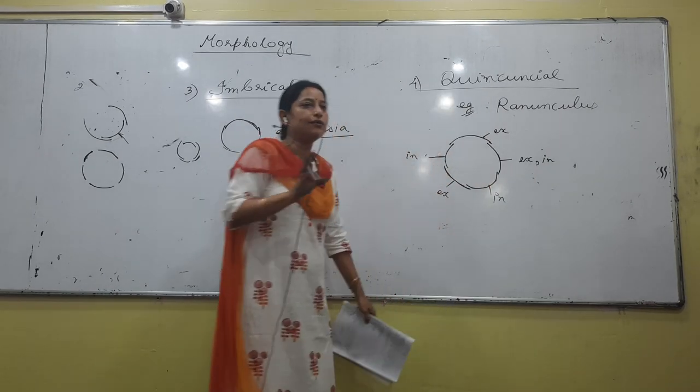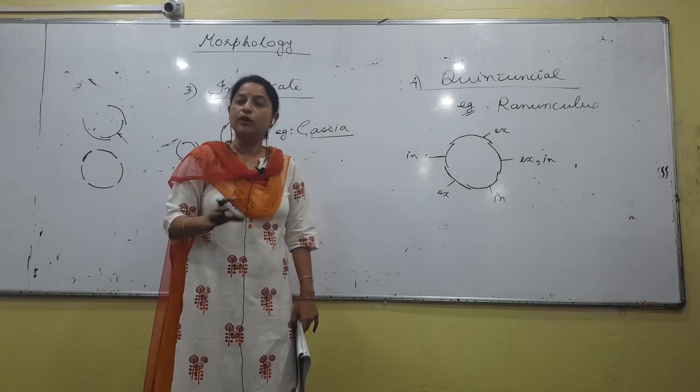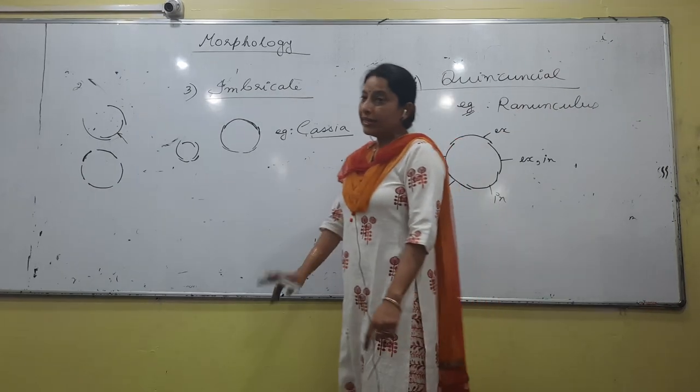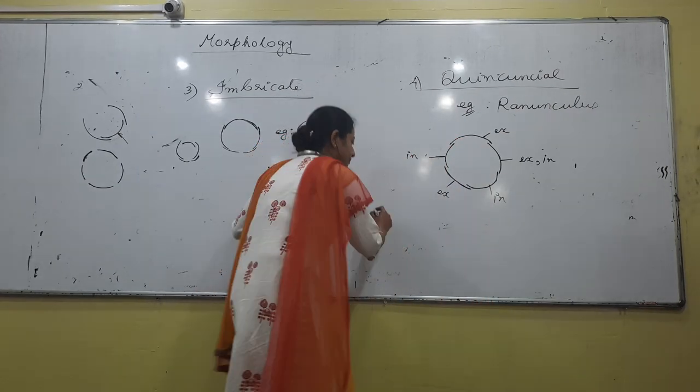In the diagram, there are unequal letters, unequal numbers, because I have written them so that you identify. What is quincuncial? What should you remember?